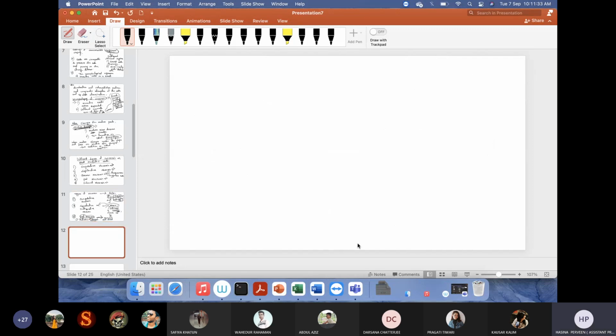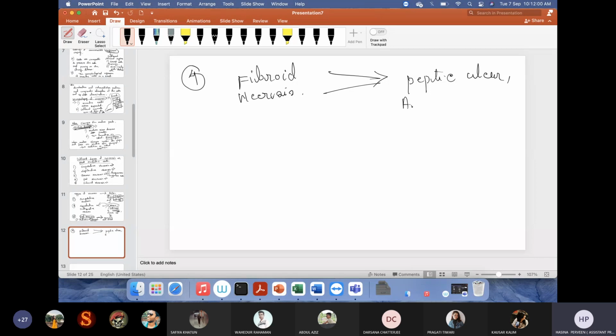Okay. Number 4, this is the fibroid necrosis. And what sites? This is the peptic ulcer, arteriovenous, and hypertension. When patients suffer from hypertension condition, that means this type of fibrotic necrosis cells are found.